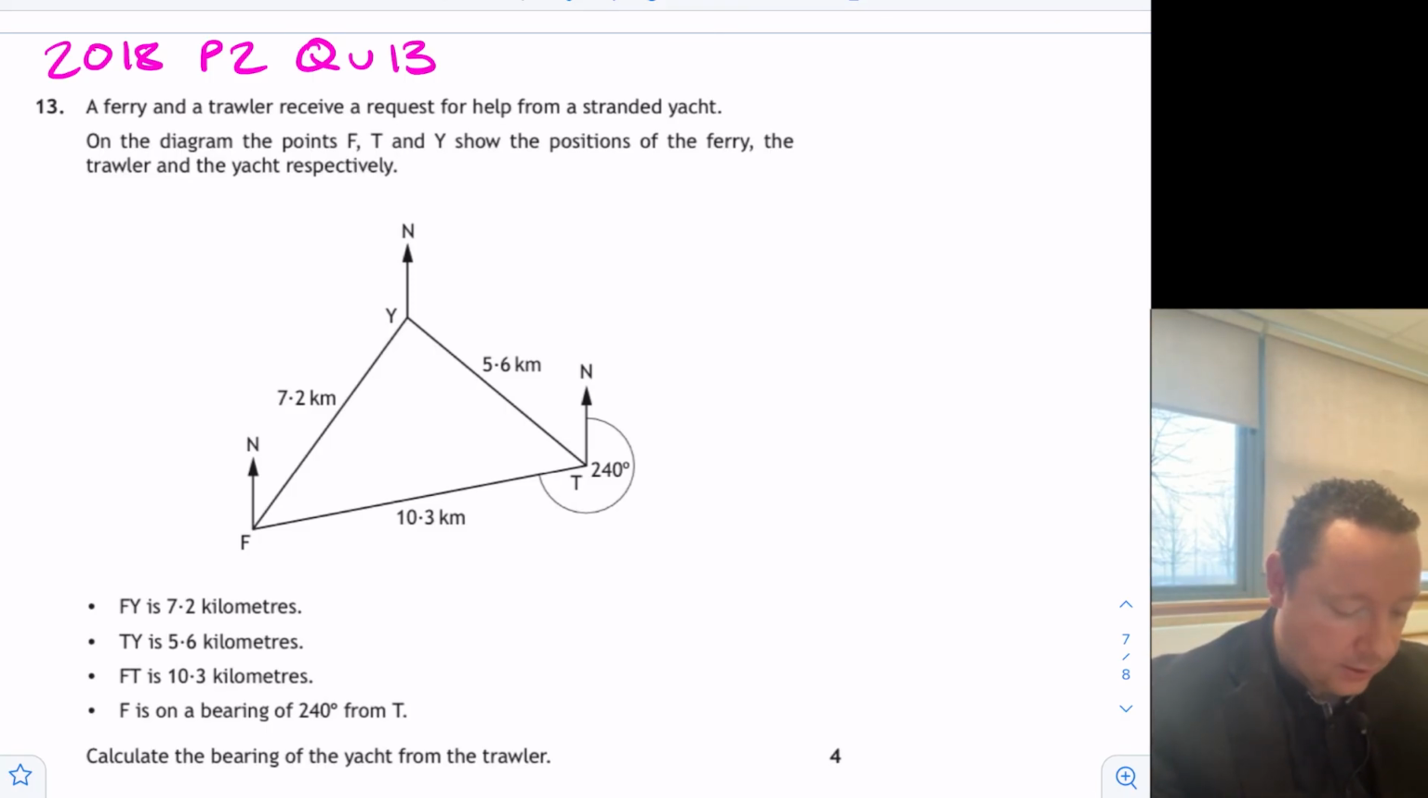Although in this case, as soon as you see three sides of a triangle, you should be thinking cosine rule to get an angle. So it's really just identifying which angle it's asking for. So once more time, calculate the bearing of the yacht from the trawler, all the way around to the yacht. So I'm going to need this angle here. So let's just note this angle here. That's the one I'm looking for here.